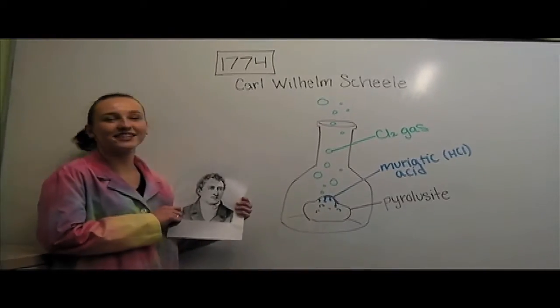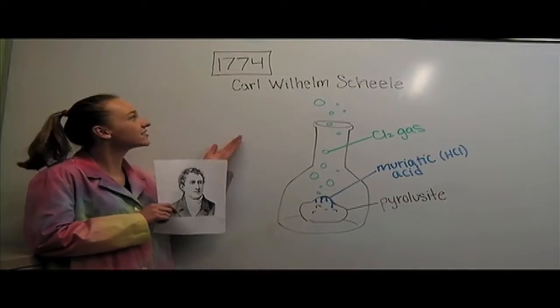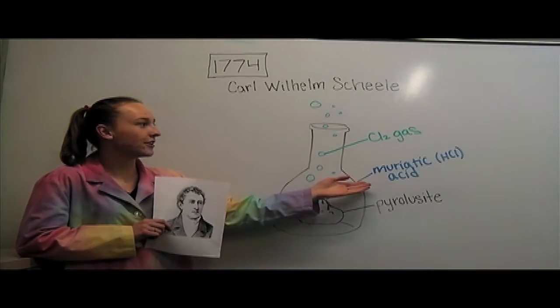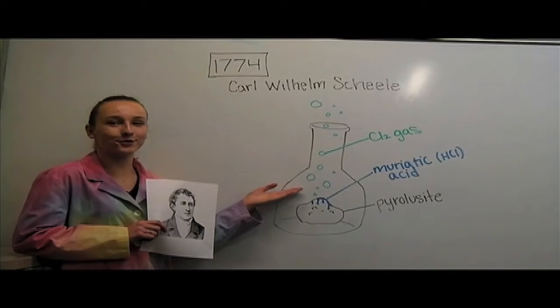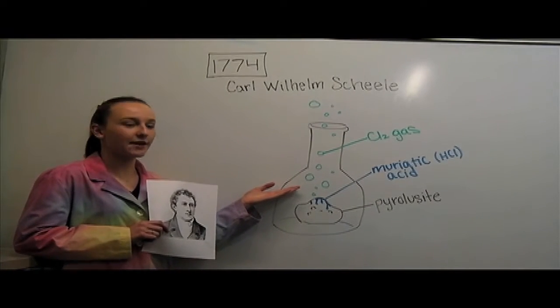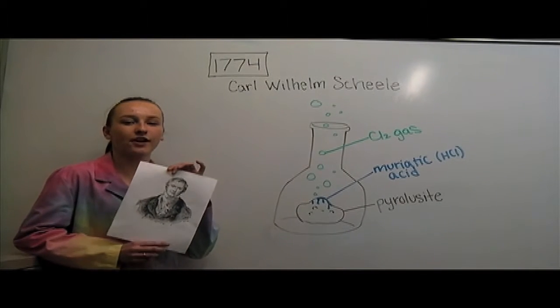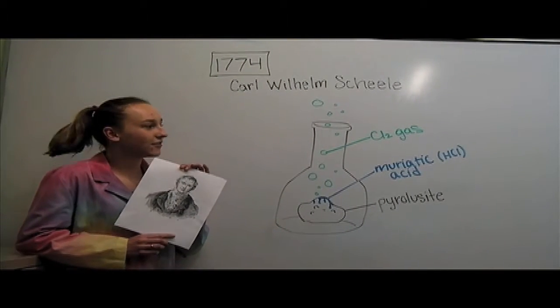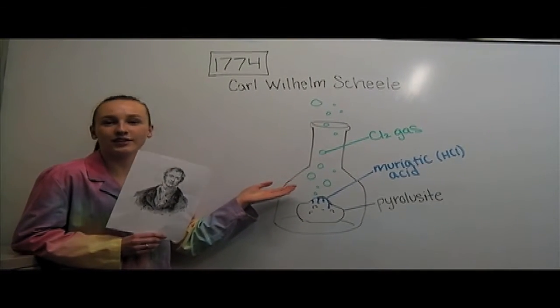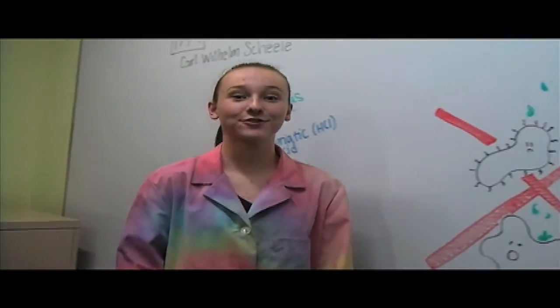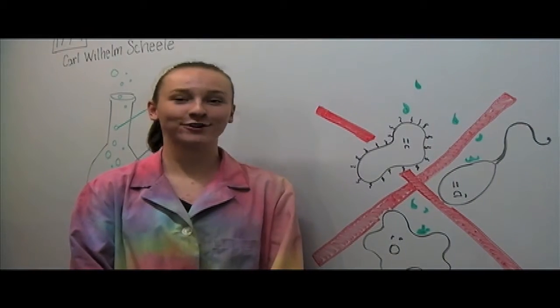The year was 1774 when Swedish pharmacist Carl Wilhelm Scheele exposed pyrolusite to muriatic acid, producing a pale green gas. At the time, this gas was thought to contain oxygen, but it wasn't until 1810 when Sir Humphrey Davy came along and discovered that this gas was actually a unique chemical element, chlorine. It was named chlorine after the Greek word chloros, meaning pale green.